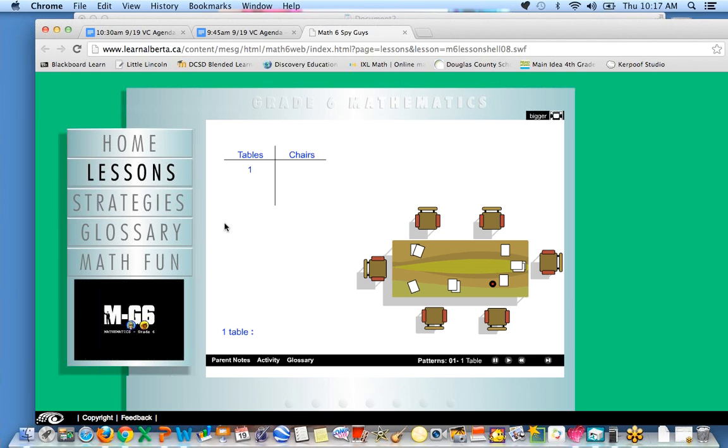I lied. This first example is pretty easy. Then it's going to get hard. If we have one table, we can fit 6 chairs at it.